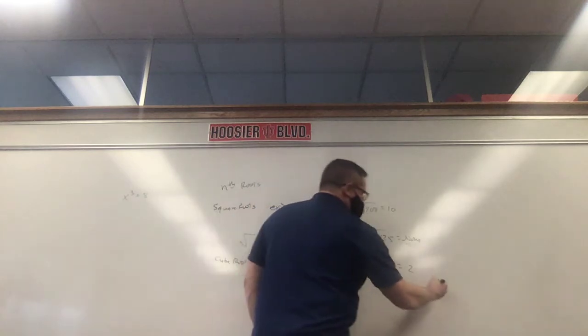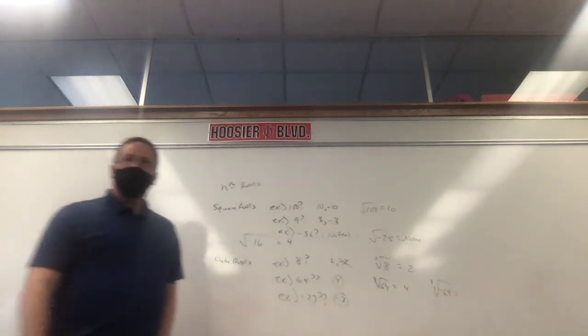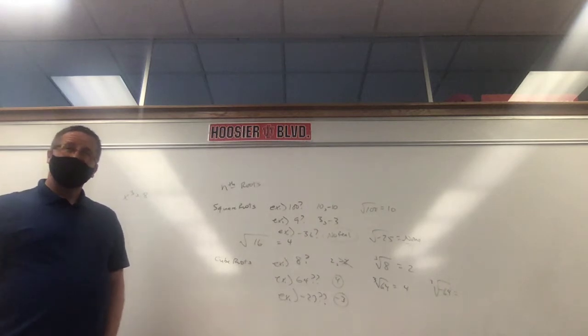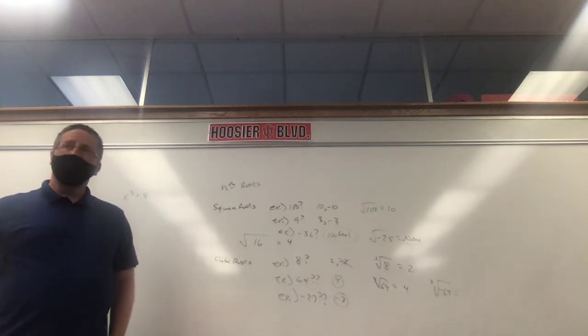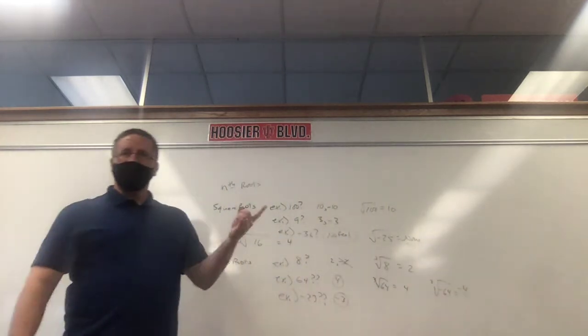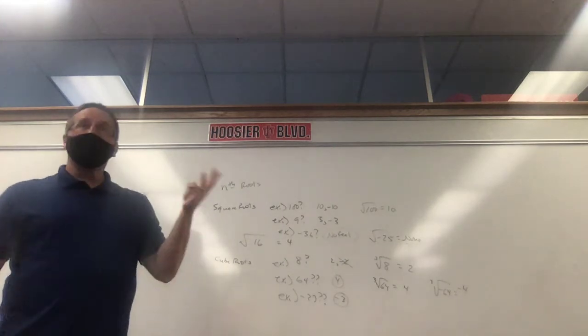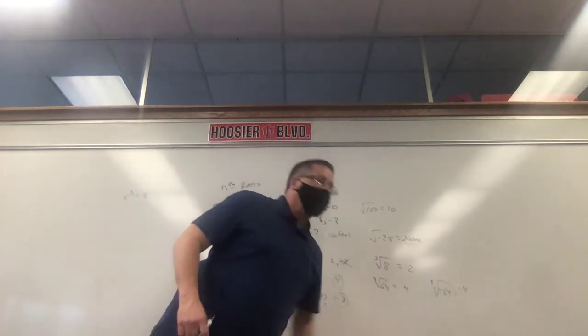What if I give you this, the cube root of negative 64? What would that be? Any guesses? Not positive 4. Negative 4. Why? Because it's not obvious. Because negative 4 times negative 4 times negative 4 is negative 64.